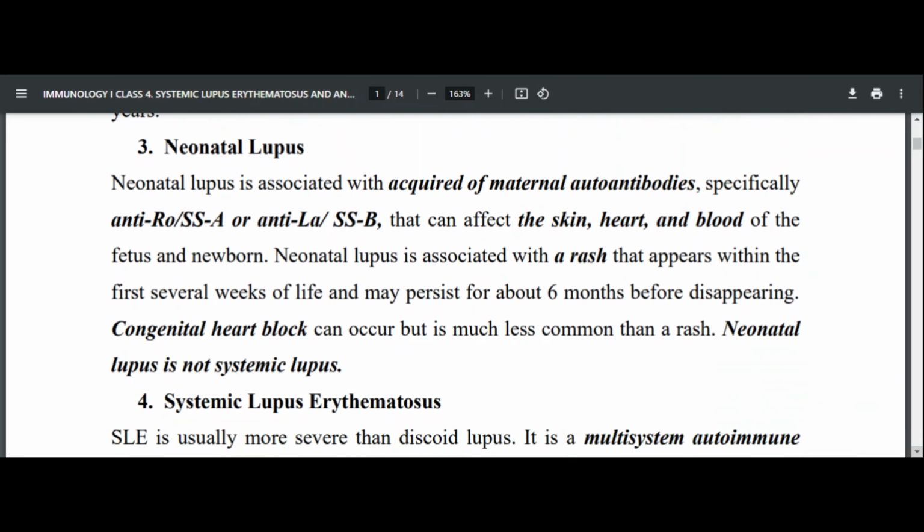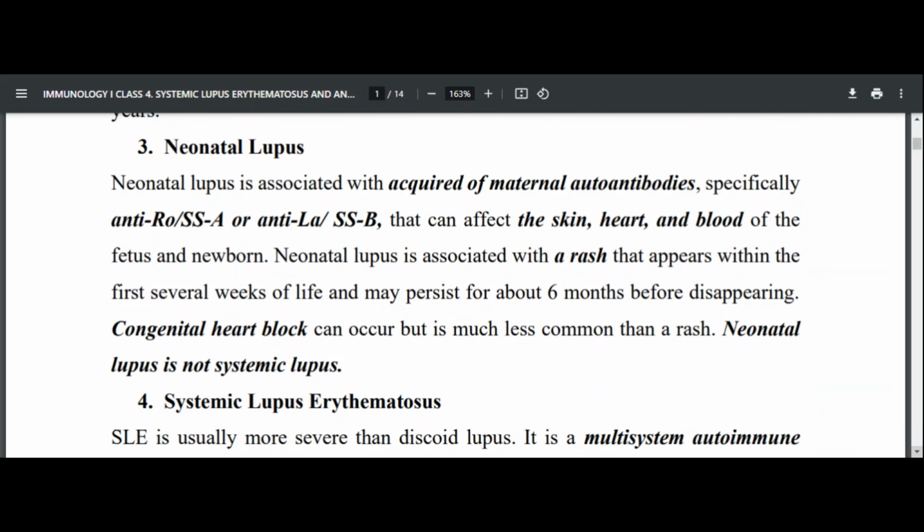The third lupus is called neonatal lupus, and neonatal lupus is associated with acquired maternal autoantibodies, especially antibodies against Ro. We call them anti-Ro antibodies. Anti-Ro antibodies are also autoimmune antibodies. Those are also antinuclear antibodies, anti-Ro and anti-La. Ro is also called soluble substance A, and La is called soluble substance B.